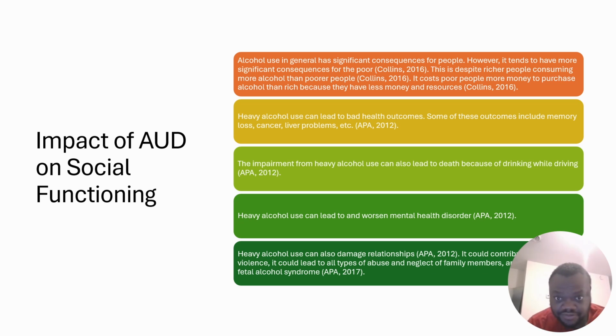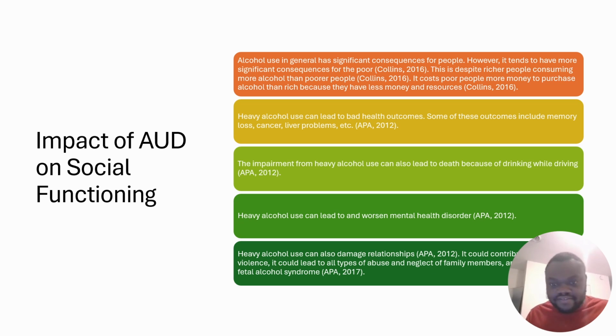In some research I did, Collins described it in a way that said, although both richer and poorer people use it, financially it tends to cost poorer people more because they have less access to resources, money, than richer folks. And AUD can lead to a lot of bad health outcomes, like memory loss, cancer, liver cirrhosis, etc.